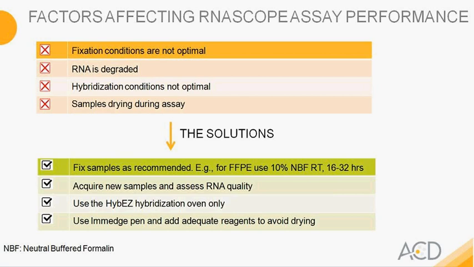The next factor is hybridization conditions. Many of you already have different hybridization systems in your laboratory, and they perhaps work very well with other systems. However, for RNAscope, we have validated the HybEZ hybridization system only. This is because this assay requires controlled humidity and temperature. Sometimes some of the hybridization ovens do not have these, especially the humidity factor. So we suggest that you use the HybEZ oven at all times when you're running RNAscope.